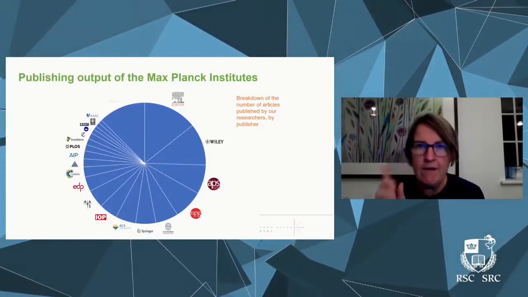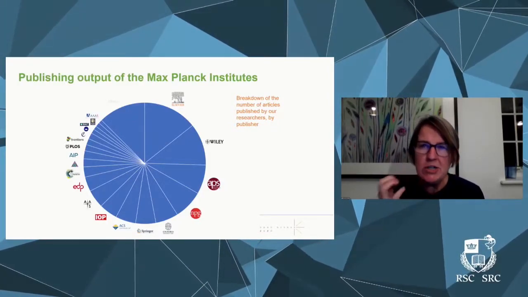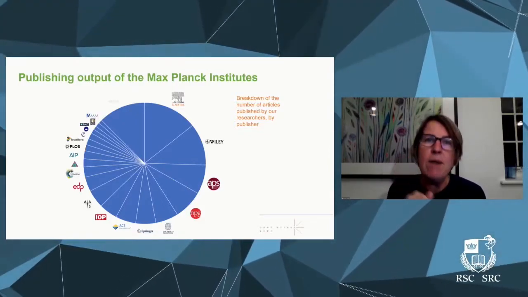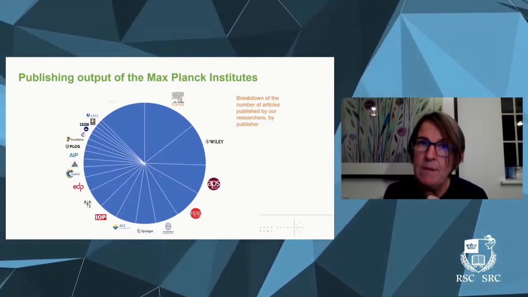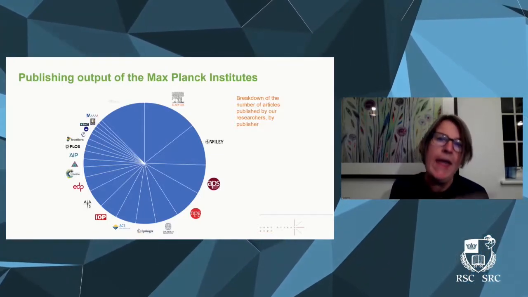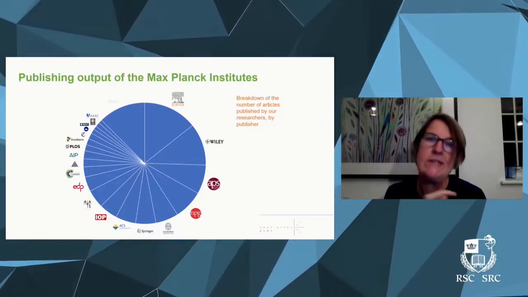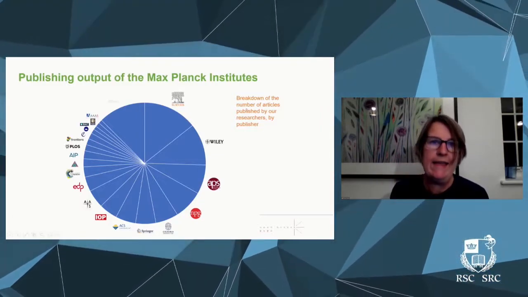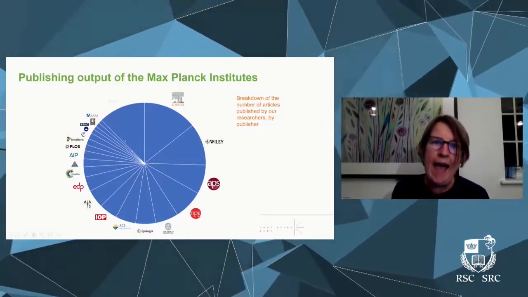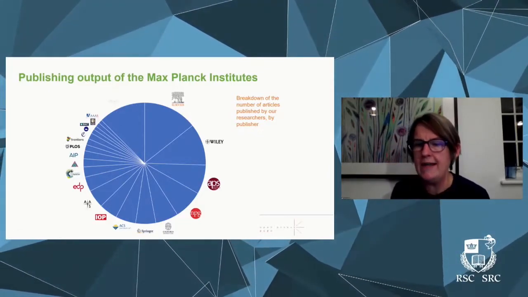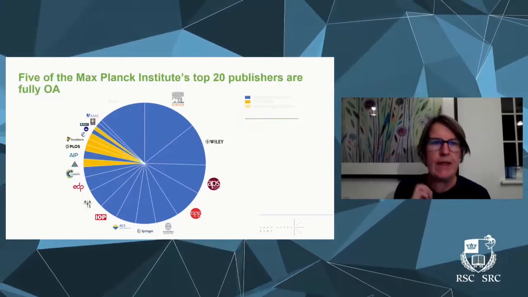Now, very quickly, in the last few slides, I just want to show you what this looks and feels like from a library perspective. These models were invented by the Max Planck Digital Library, and the librarians there mapped out all of the publishers that their researchers publish with. They came up with the top 20, and then a big slice here in the top left, all of the other long tail of small and medium publishers.